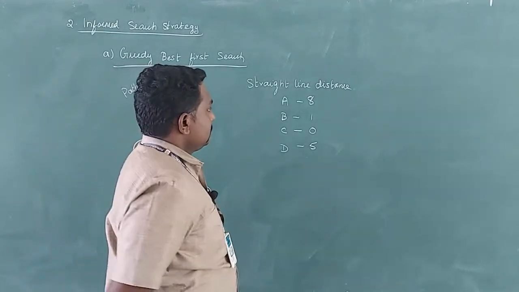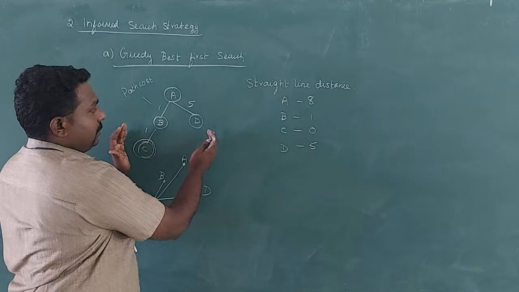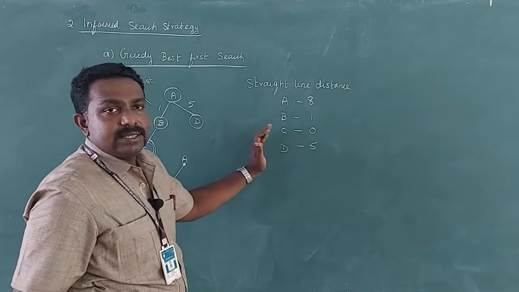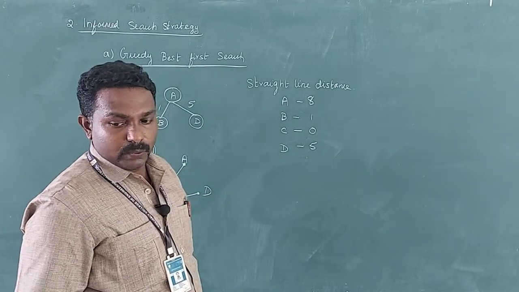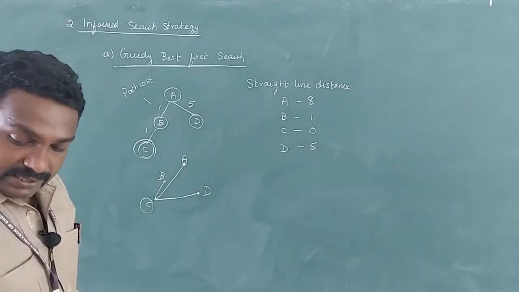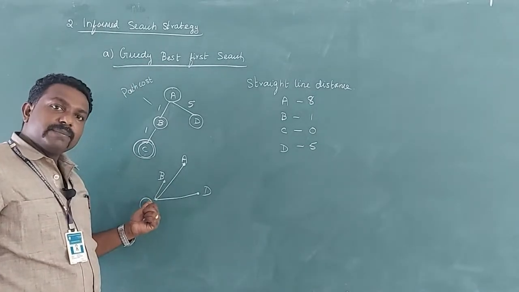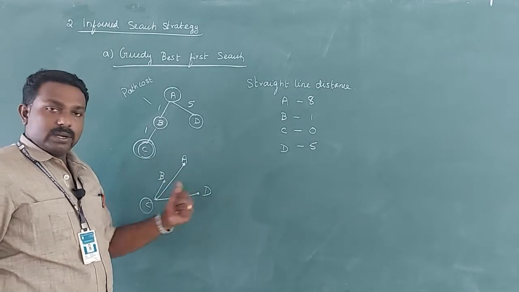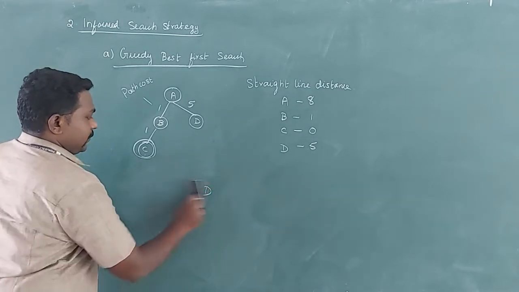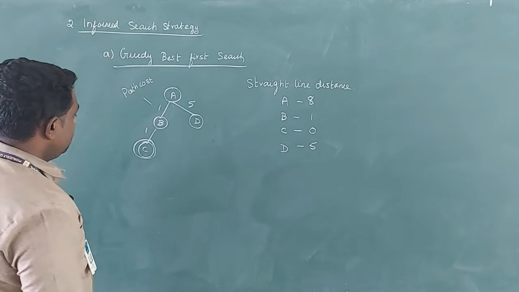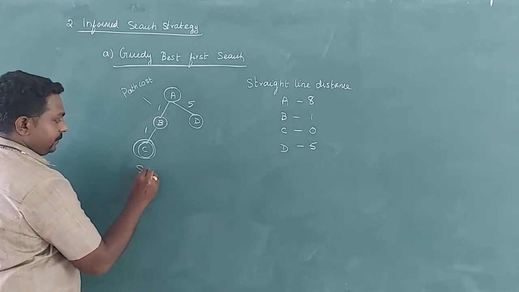Okay. So, this is the question that is given, and this is the straight line distance value. So, what is the straight line distance value? That is the value that you get when you draw a straight line from the goal to each node. Okay. Now, we will solve this problem. So, solution.